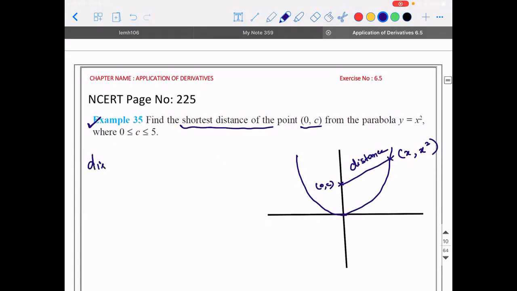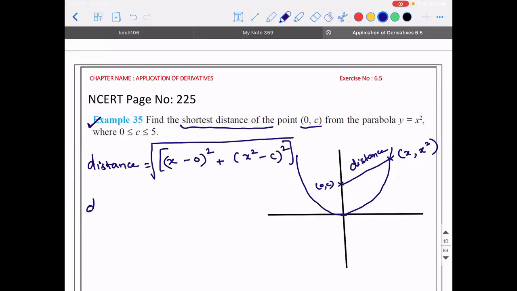So what is the value of distance, guys? x minus 0 the whole square plus x square minus c the whole square, this whole thing under a root. So this is distance, root of x square plus x square minus c the whole square. Let me know if there is any doubt in this. The formula for distance is x2 minus x1 the whole square plus y2 minus y1 the whole square.